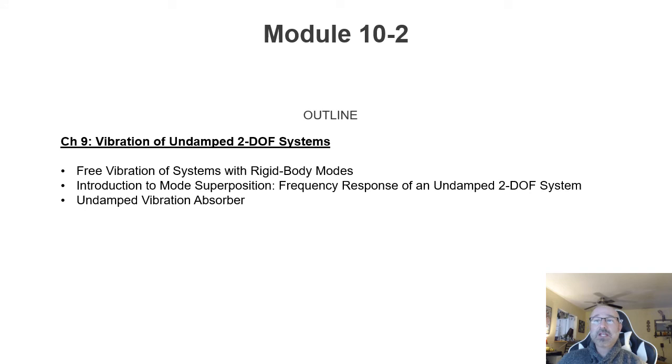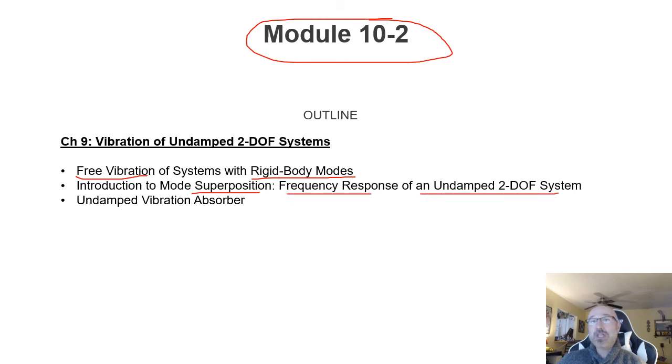Now for the second section of Module 10, we have 10.2 here. What we're going to look at now is free vibration of systems with rigid body modes. We're going to introduce our mode superposition, frequency response of an undamped 2 degree of freedom system, and also take a look at some undamped vibration absorbers.